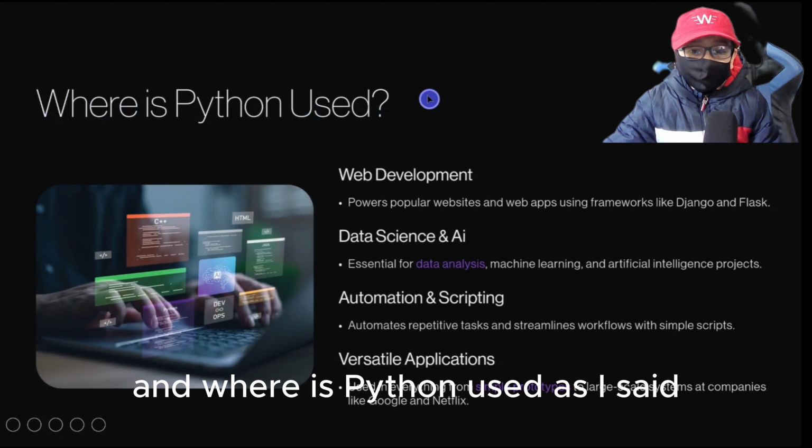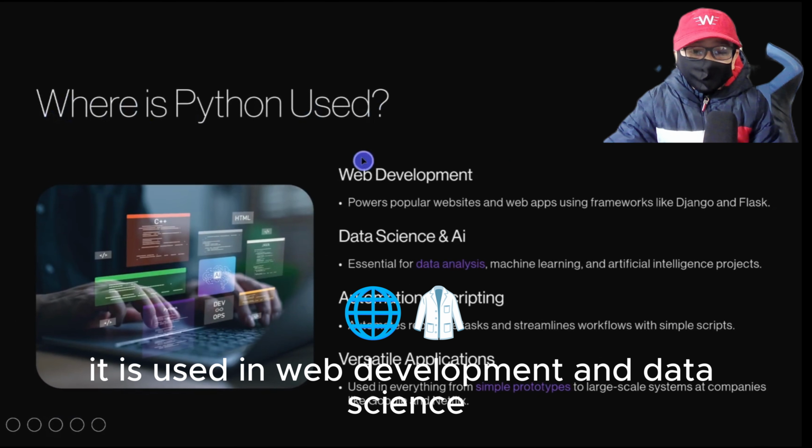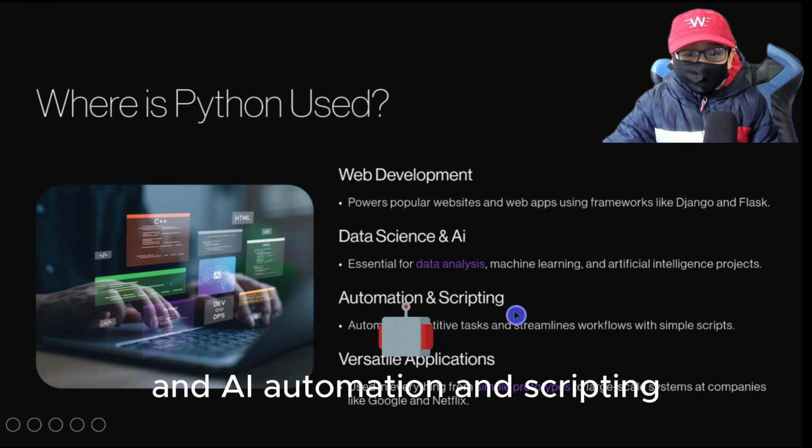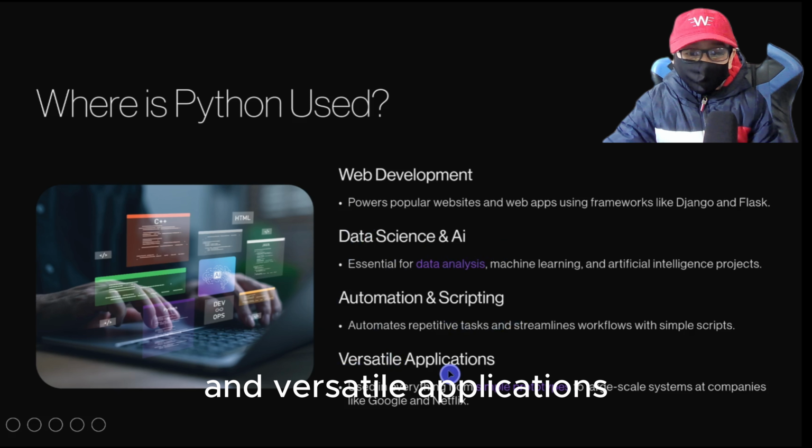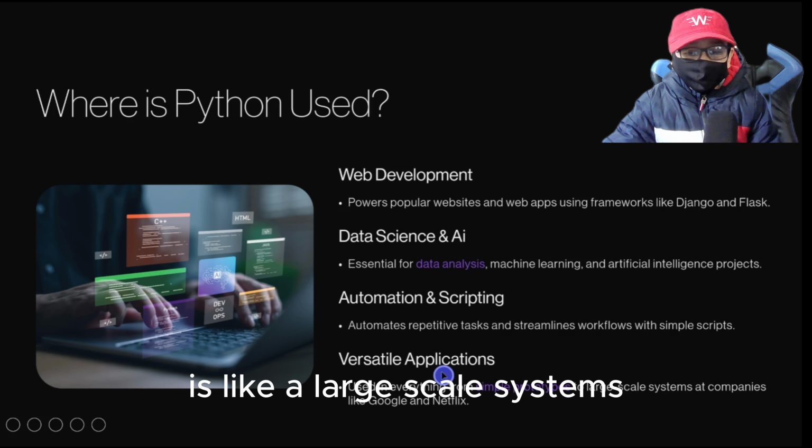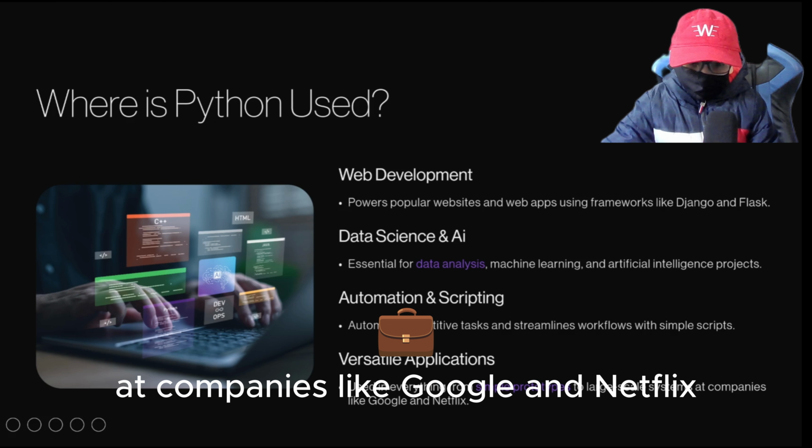And where is Python used? As I said, it is used in web development, data science, AI, automation and scripting, and versatile applications. And versatile applications are like large scale systems at companies like Google and Netflix.